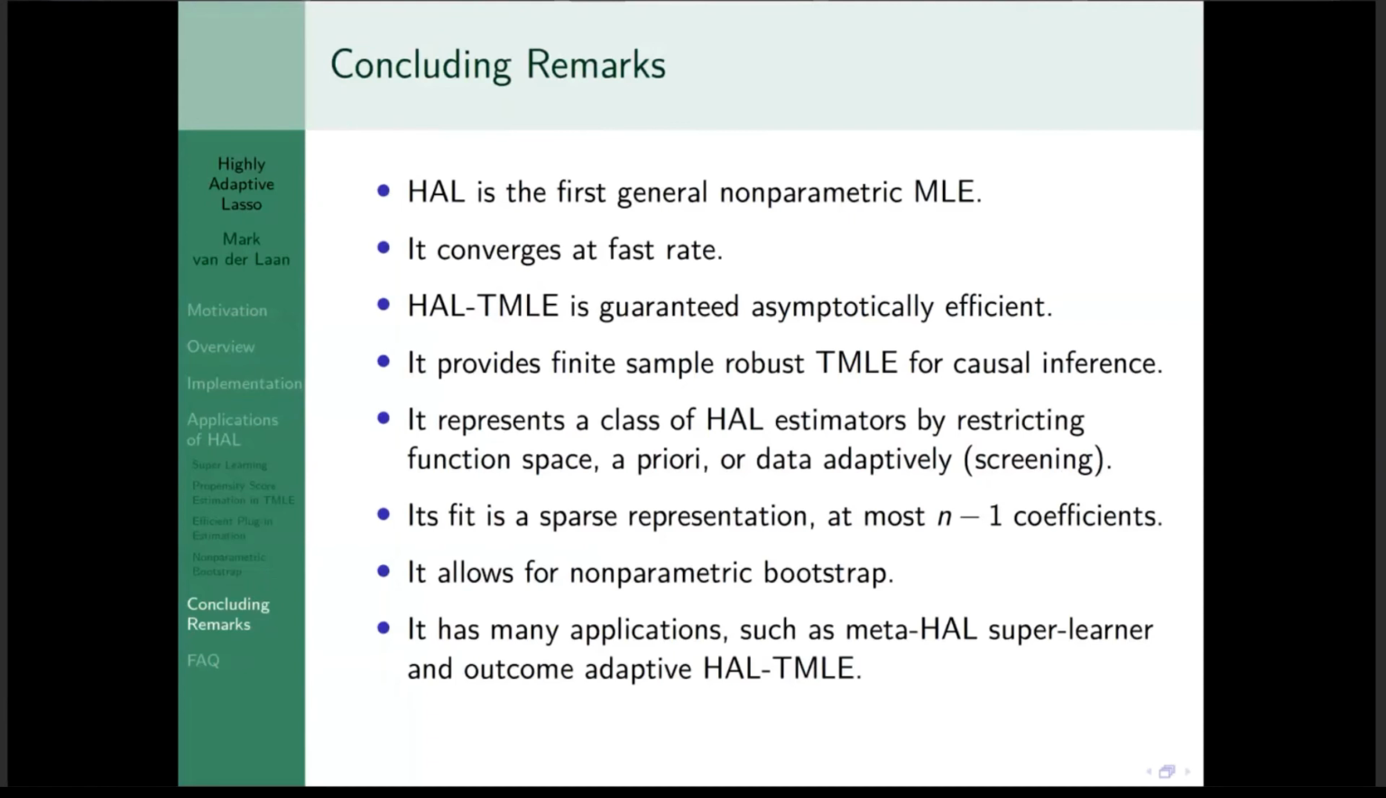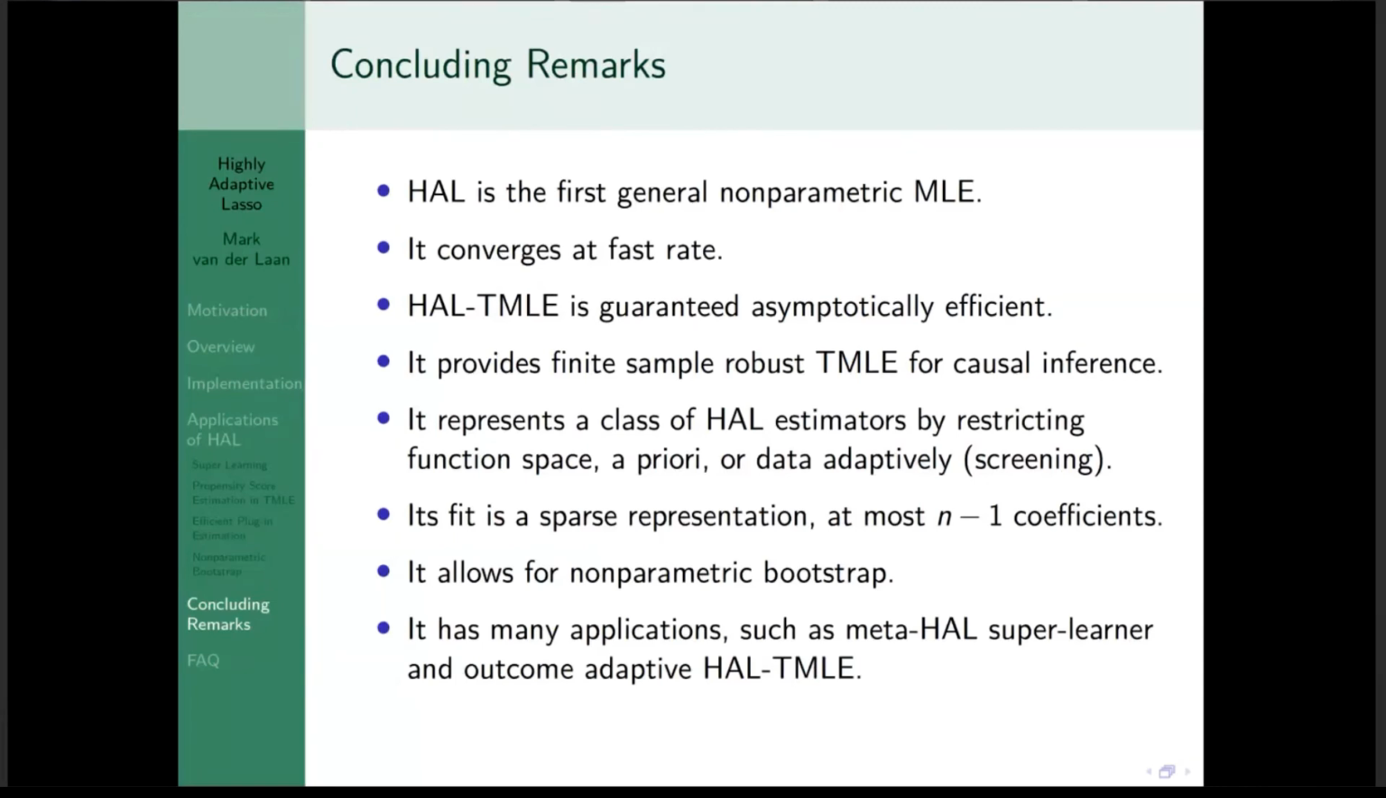Another nice thing about HAL, it gives a sparse representation. So it just fits a linear combination of maximally n, or actually often like half n or something, basis functions. So that way you have an actual analytic function. It's not just that you have a bunch of predictions. You have an analytic function, and it's actually represented by at most n basis functions.